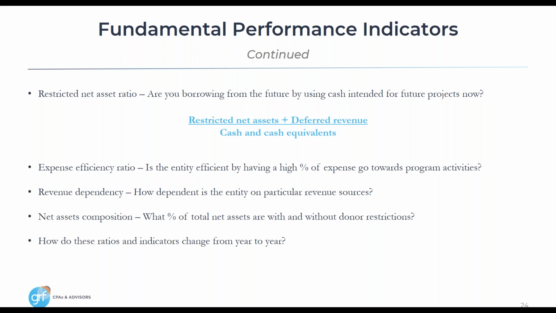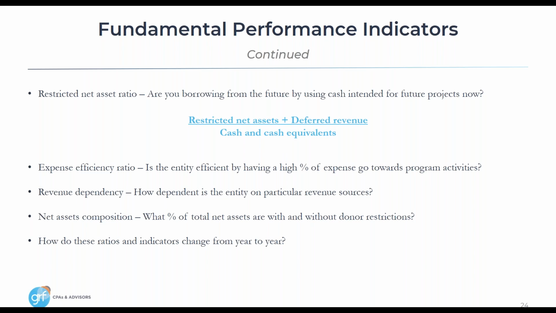The next measure is the expense efficiency ratio. What we do here is to take each expense line item on the statement of activities, so program services, management and general, and fundraising if applicable, and calculate those as a percentage of total expenses. This gives an indication of the efficiency of the organization. If that program expense percentage is high, it means the organization is spending a high percentage of its money on program activities. If it's low, it means it's being inefficient.